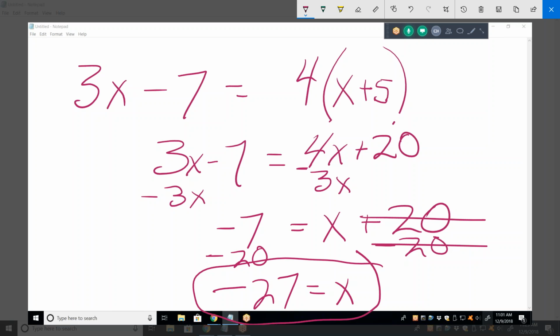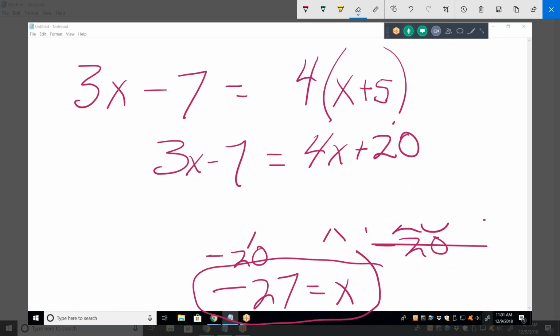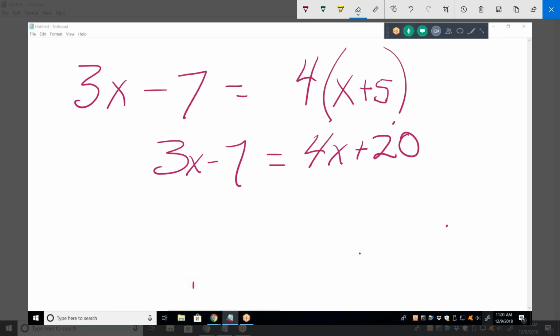Now, if I did it the other way, I could. I don't have to put everything on the right side of the equation. I could bring the 4x. In other words, let's do it the way we kind of did the first one. I'm going to subtract 4x from both sides. Okay, what's the next line?